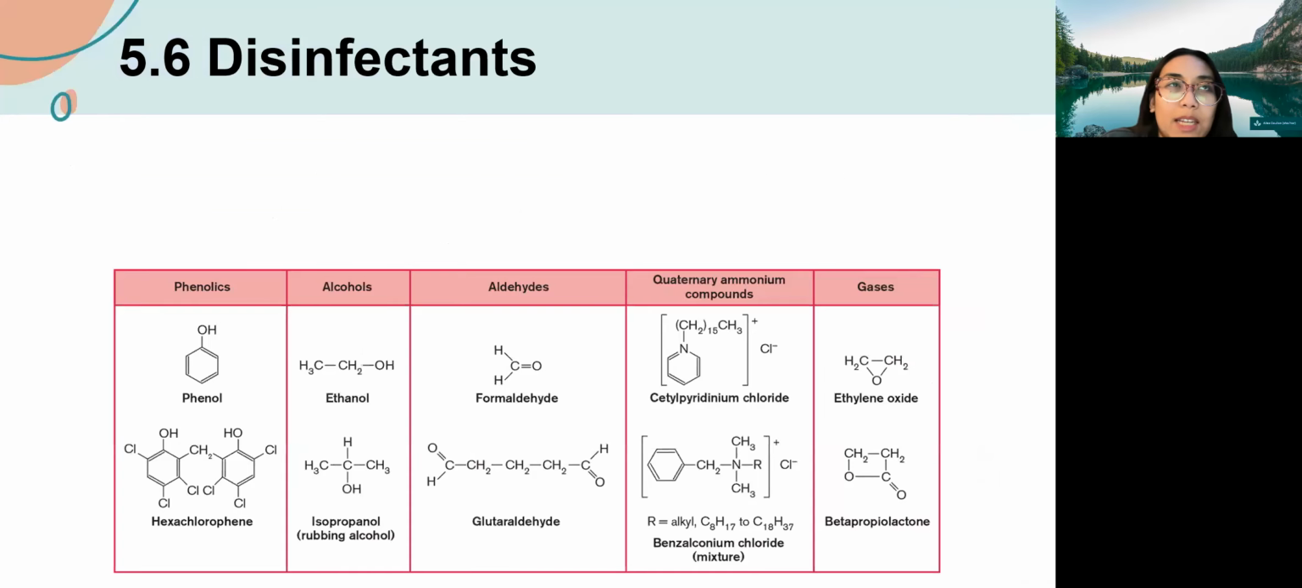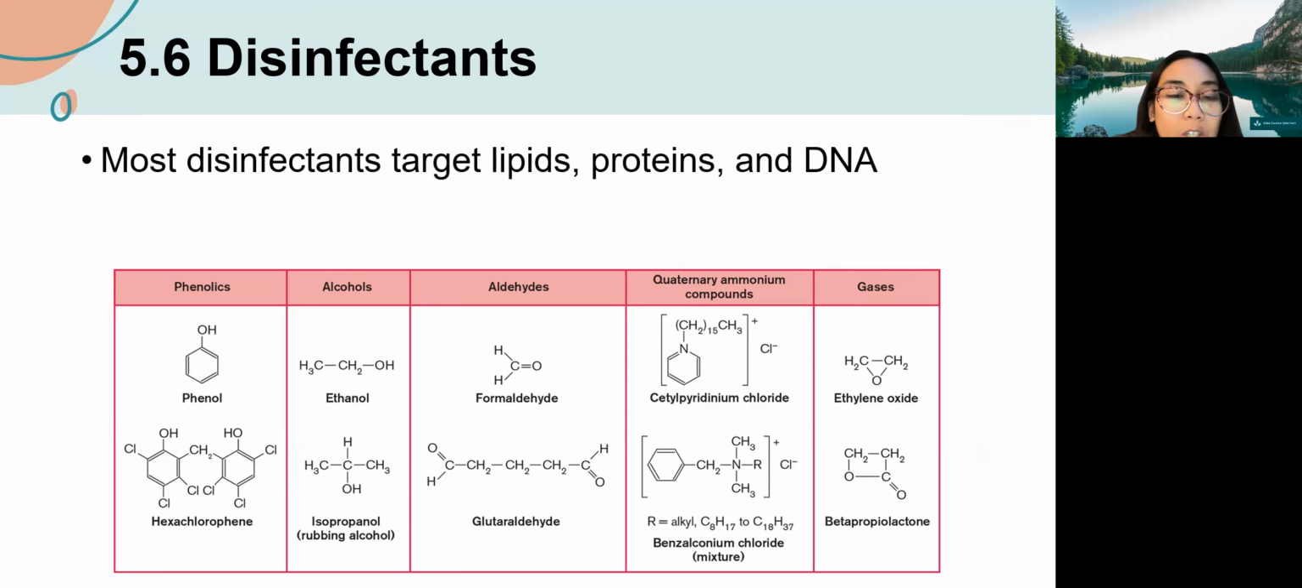Okay, and then the last thing I'll talk about in this chapter is disinfectants or chemical control of microorganisms. So they have like a little chart about the different types of disinfectants. So phenols, alcohols, aldehydes, all of these pretty much target lipids or proteins or DNA. They have some kind of target. Primarily it's lipids and proteins, but also DNA is another target. So those are really, obviously helpful for getting rid of bacteria.